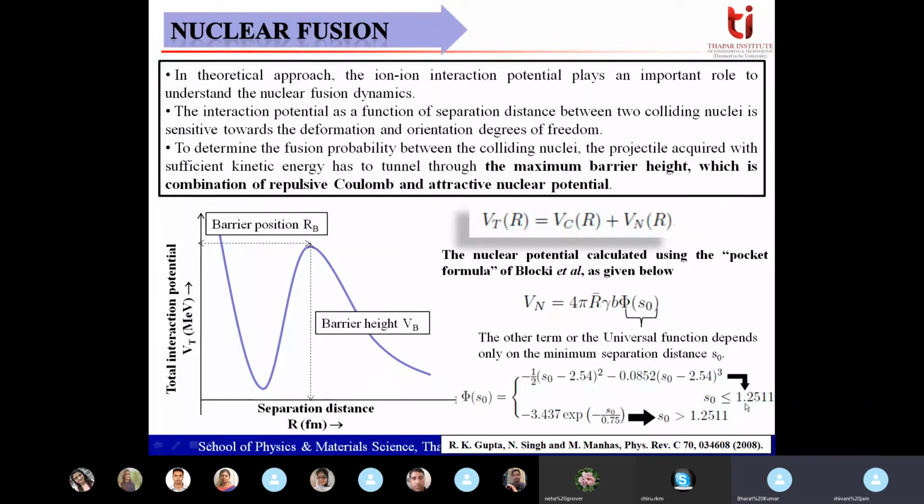Why do we call it a universal function? Because it doesn't depend on the geometry or shape of the nuclei. It depends only on the numerical value of s naught. s naught means the minimum separation distance between the colliding nuclei, projectile and target.